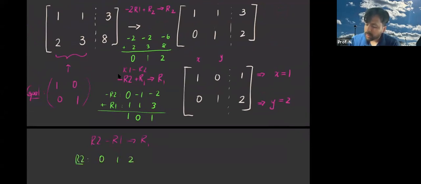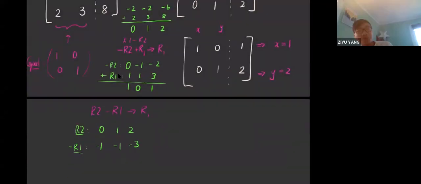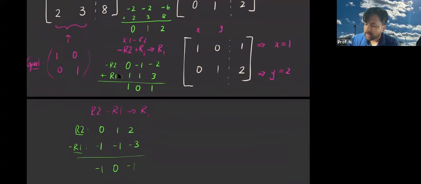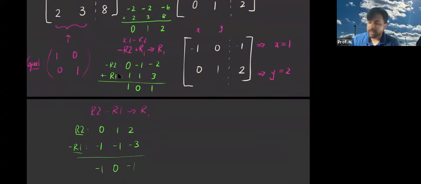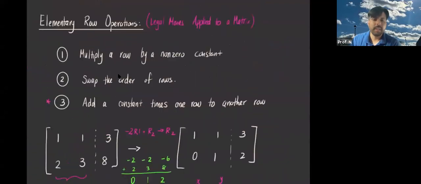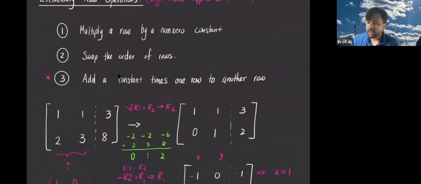0, 1, 2, right? And what is negative R1? -1, -1, -3. Oh, I'm sorry. When you add, you get -1, 0, -1, right? So you get this, which is okay, right? But then you have to apply one more rule. You have to multiply everything by -1 so that the negatives go away.